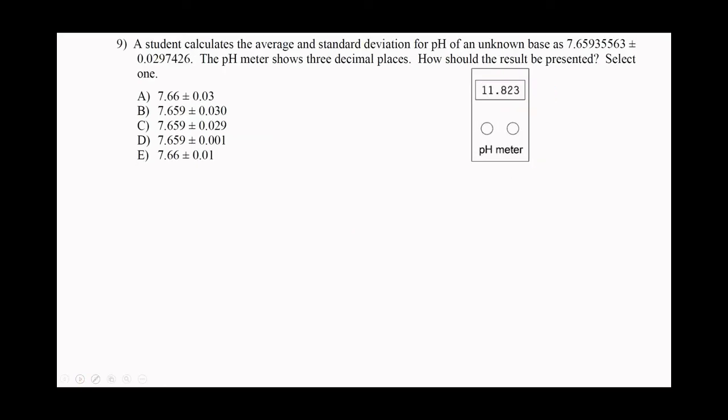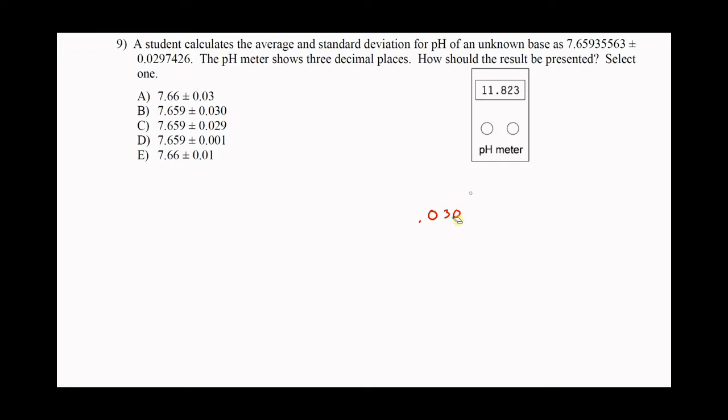A student calculates the average and standard deviation for the pH of an unknown base is 7.65935563 plus or minus 0.0297426. The pH meter shows 3 decimal places. How should the result be presented? Your error should be reported with one significant figure unless it begins with a 1 or 2. Okay, this begins with a 1 or 2, so we're going to report 0.029. Oh, that 7 is going to have it round up.